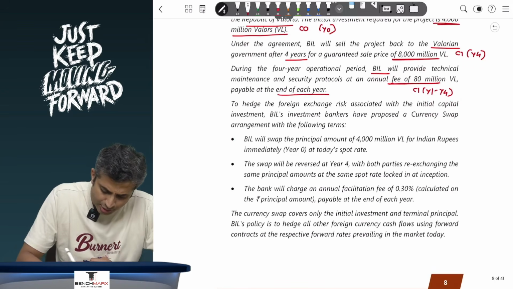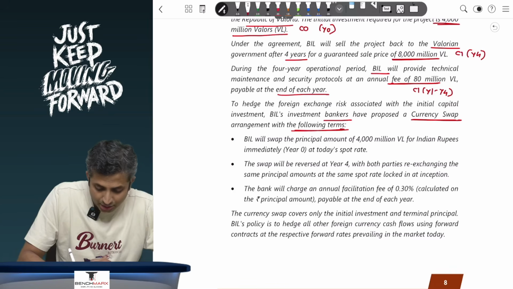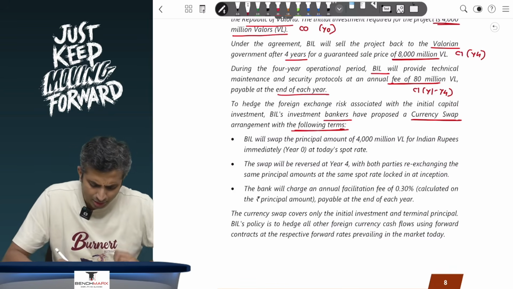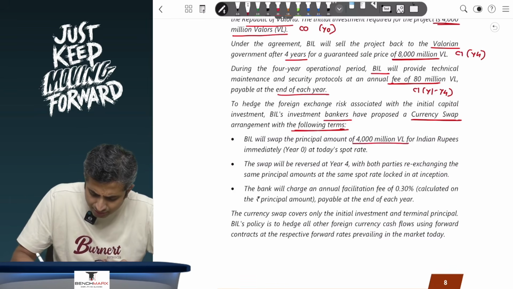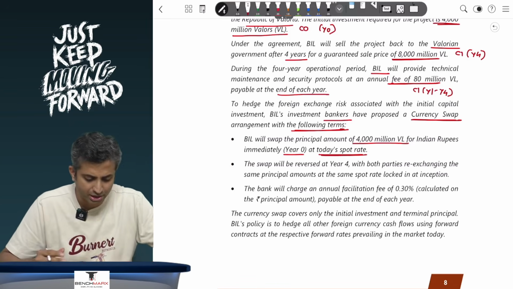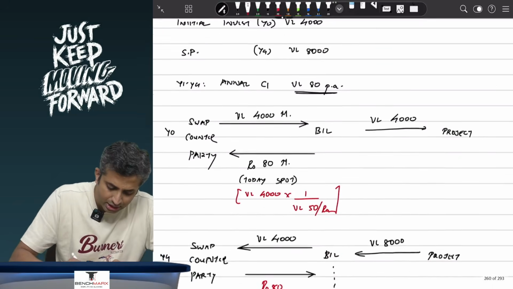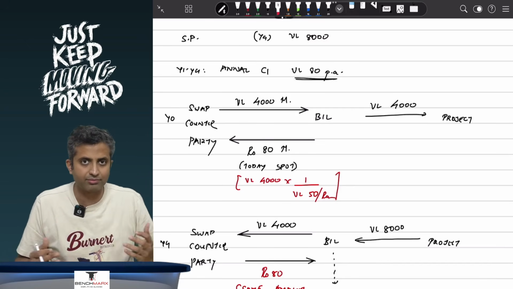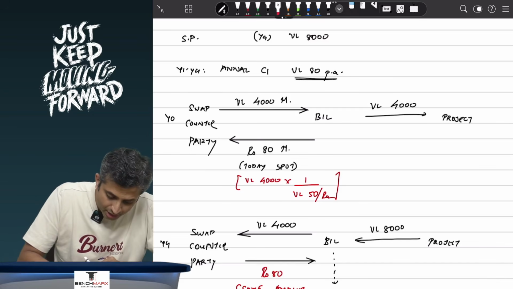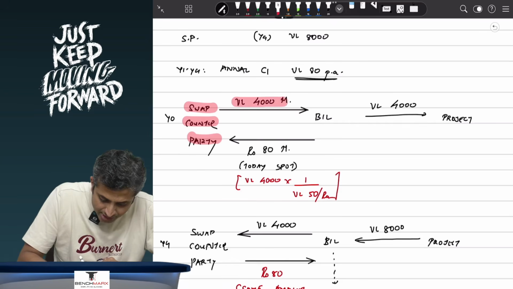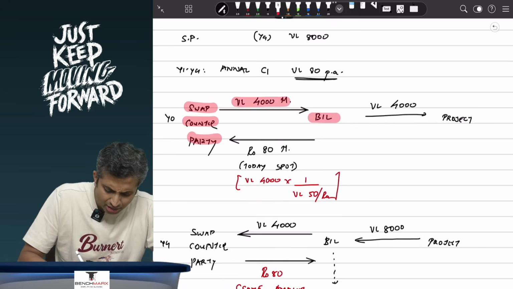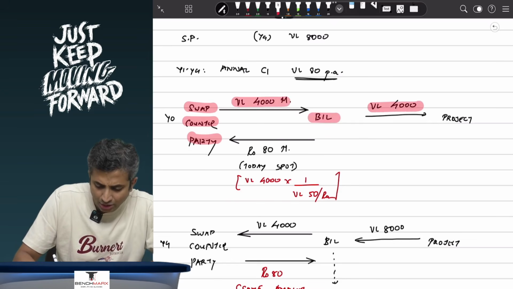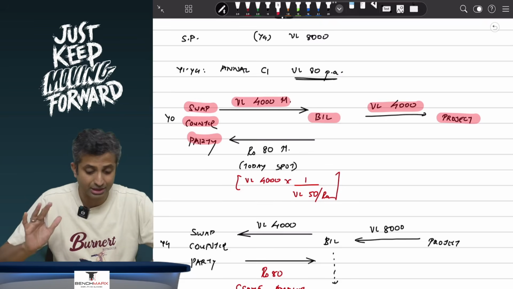To hedge the foreign exchange risk associated with the investment, BIL's bankers have proposed a currency swap with the following terms. So if we try to summarize the terms of the swap over here, BIL will swap the principal of 4,000 VL for Indian rupees immediately at today's spot rate. So there is a counterparty that you have somehow found which needs maybe the Indian rupees, and they are ready to give you the VL, the valors. So over here, there's a swap counterparty which is ready to give us VL 4,000 to BIL, and in return, BIL will pay some rupees. This 4,000 I will use to invest in the project. So this will happen immediately.